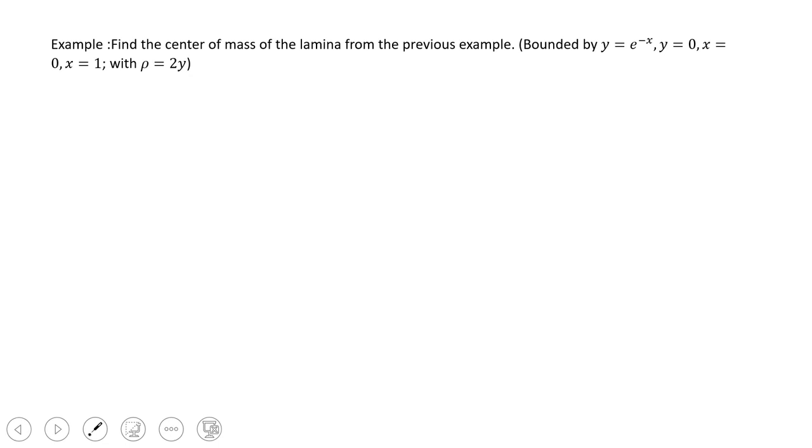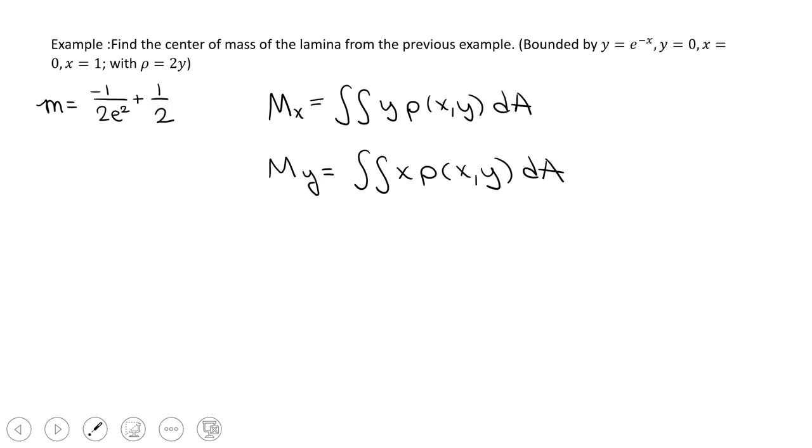Let's see if we can find the center of mass of the exact same object we worked with in the previous example. So we've got this lamina that's bounded by y equals e to the negative x, bounded by the axes and x equals 1, and we've got that same density function rho equals 2y. I'm not going to repeat computing the mass. We did that earlier. I'll just copy it down on my screen. We found the mass of that object was negative 1 over 2e squared plus 1/2. That came from our previous example.